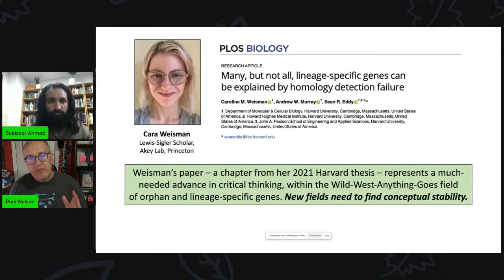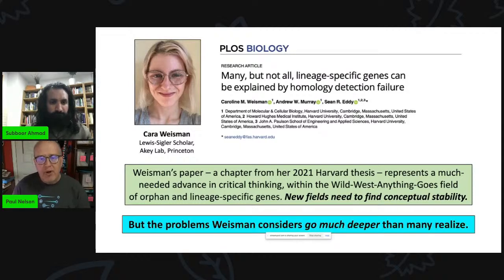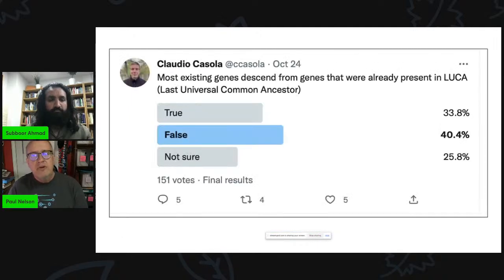So I want to talk about it, but I want to do that next time after pointing out that the problems that she considers in this paper and in her Harvard PhD really go much deeper. And as I said, they go right to the core of key principles in evolutionary theory. And you can see that in this little Twitter survey done by Claudio Casola last fall. On his Twitter feed, he threw up this survey asking, is it the case that most existing genes descend from genes that were already present in LUCA, the last universal common ancestor?